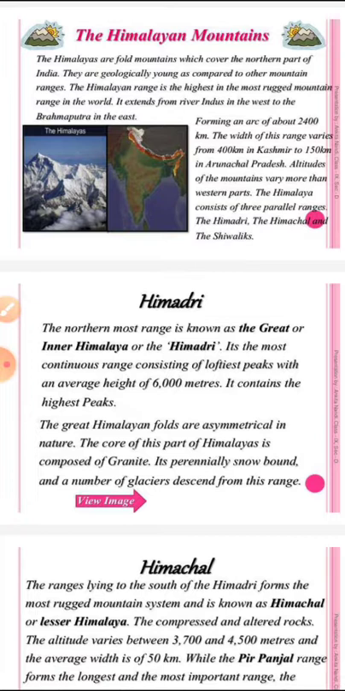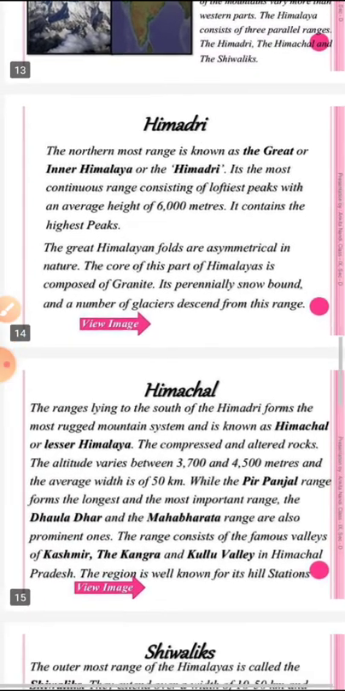Some of the characteristics of the Himadri range are that it is the most continuous range, and the average height is about 6000 meters above mean sea level. Most of the important peaks, like Mount Everest and Kanchenjunga, are found in this range of the Himalaya. This range is asymmetrical in nature, meaning it is not the same in size and height. The core of this range is made up of granite, which is an example of igneous rock.